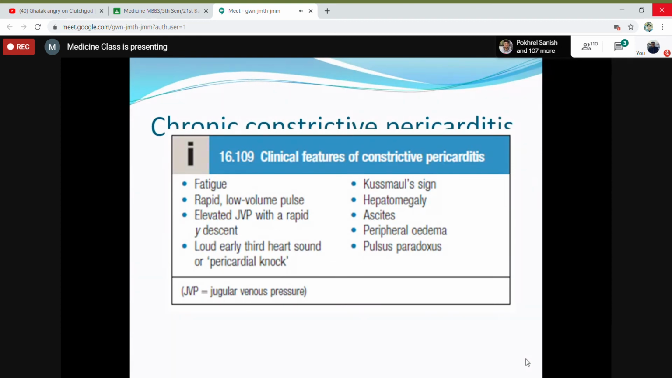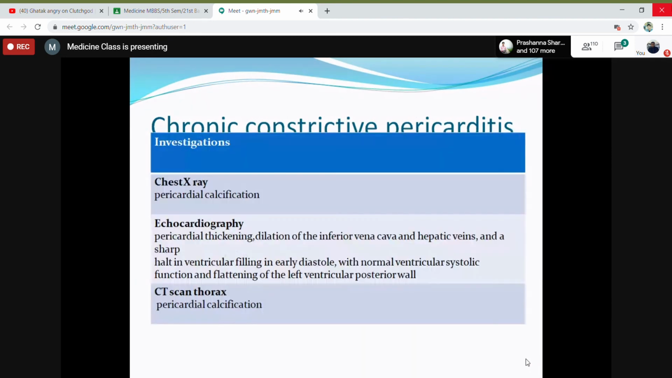Okay, so along with that, the patient will also have Kussmaul sign, which is the paradoxical rise in JBP during inspiration, hepatomegaly, ascites, peripheral edema, and pulsus paradoxus. Okay, so what are the investigations we'll do? Okay, so X-ray, CT, echocardiography, all will show features of pericardial calcification.